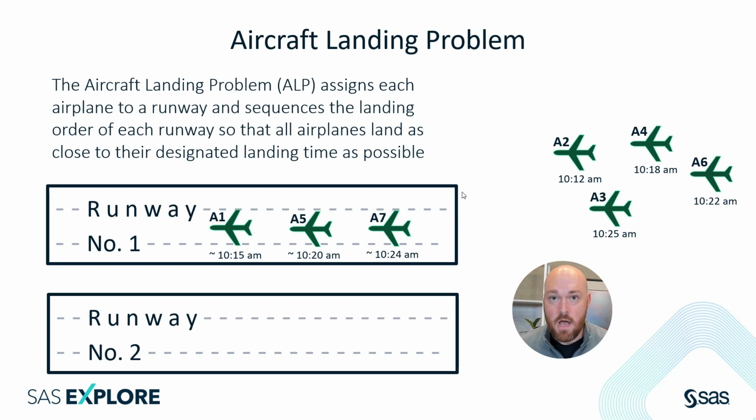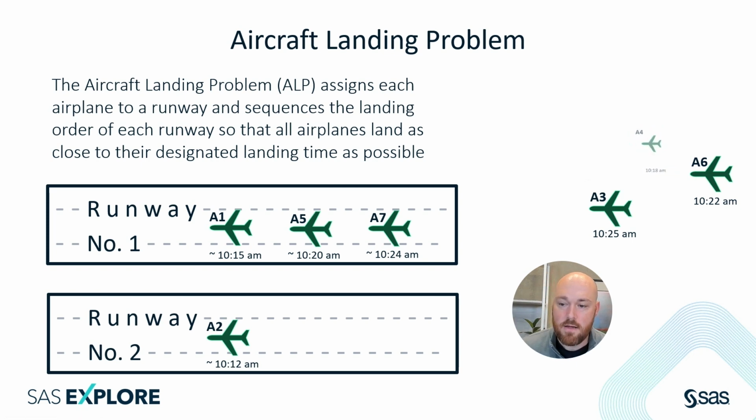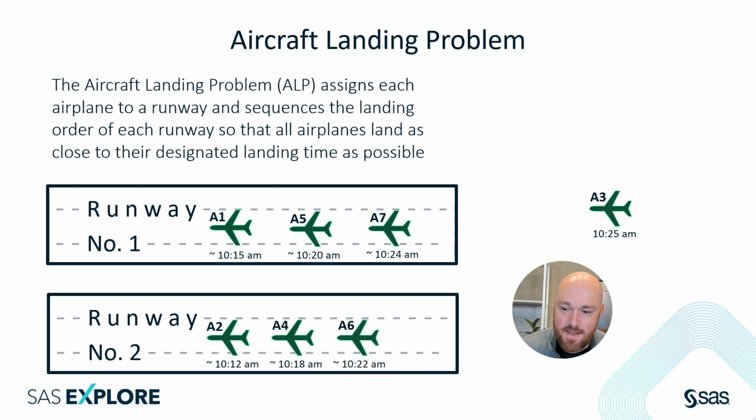as possible. On the second runway, aircraft 2 wants to land as close to 10:12 a.m. as possible, followed by aircraft 4, followed by aircraft 6, and last but not least, followed by aircraft 3, which wants to land as close to 10:25 as possible. This would be one example of what the aircraft landing problem gives us. For each runway, it says this is the order of the aircraft that are going to land, as well as what are the exact times in which they can land.